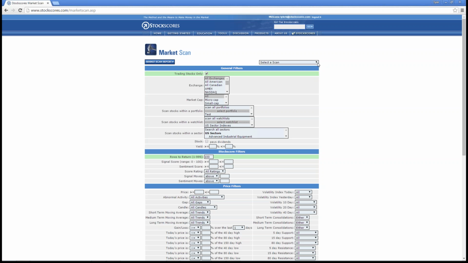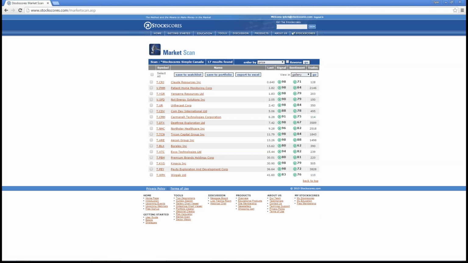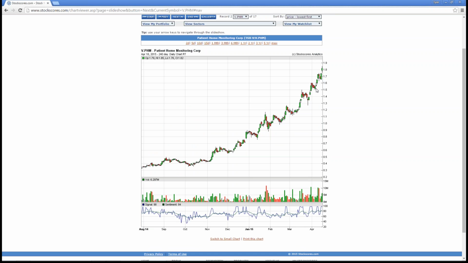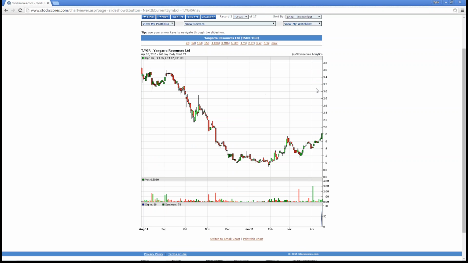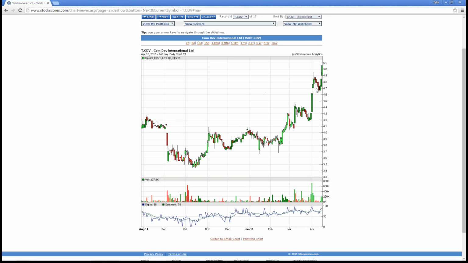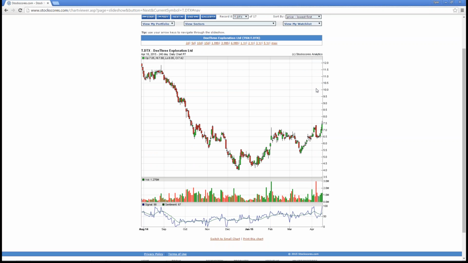So with the market scan, I can select one of my strategies. So let's say I'm looking for a position trade. I might run the Stockscores Simple Canada scan, and I'm going to run the report. It went through every stock that trades in Canada and found 17 that meet the criteria. I then view those in a chart slideshow, and I can just cycle through the charts looking for the stocks that have the predictive chart patterns that I look for. And this is what we're going to do at the end tonight. So I'm not going to give you any answers just yet. You're going to have to hang around a little bit and see what this looks like.